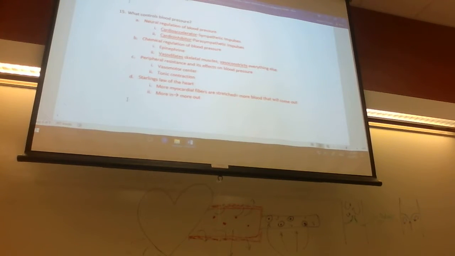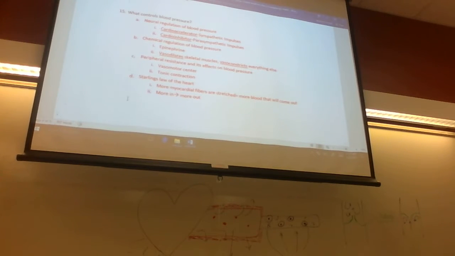Another control factor is, how much resistance do you have in your body? And this is controlled by your vasomotor center and your tonic contractions. I do not recall off the top of my head what these are. You may want to look in your book, or if you stumble upon them in your book, it's there. But just peripheral resistance is probably good enough.